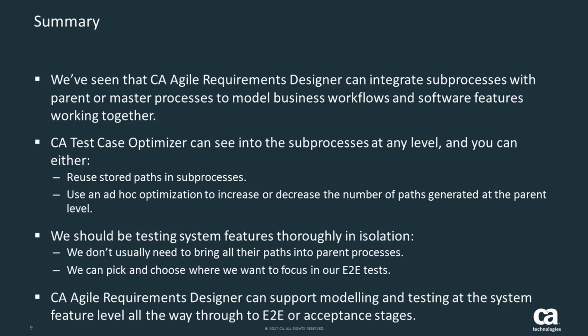Now we should be testing system features like our payment process with credit cards. We should be testing these features thoroughly in isolation before they're integrated into an end-to-end test. So we don't usually need to bring all their tests into the parent processes. So we can pick and choose where we want to focus in our end-to-end tests. We have control over where we pay attention. So you can see now that ARD can support modelling and testing at the system feature level all the way through to an end-to-end or acceptance stages in your projects.